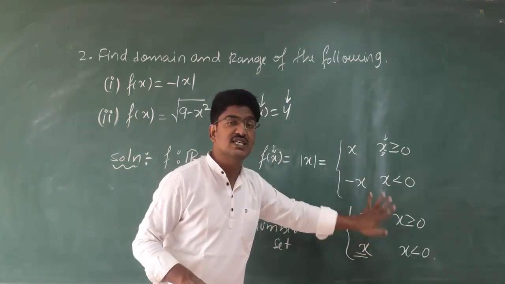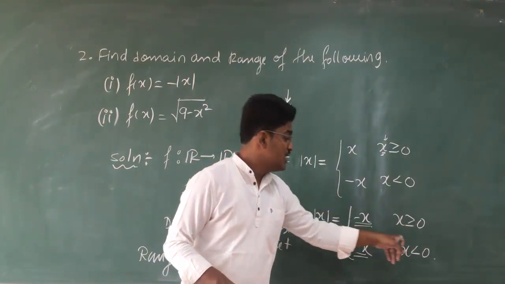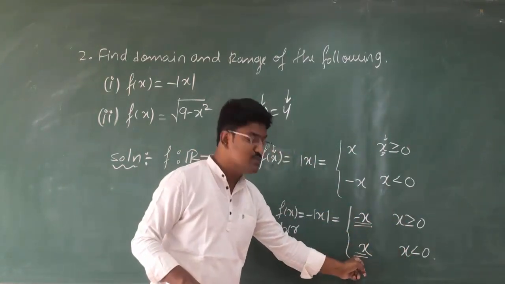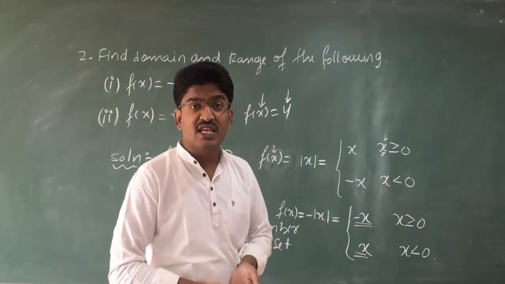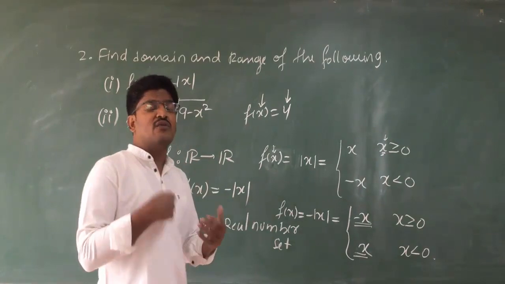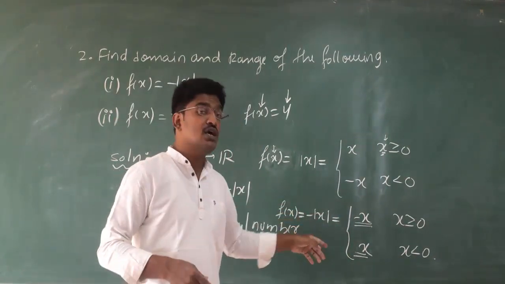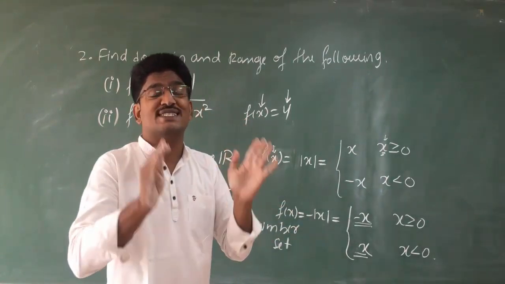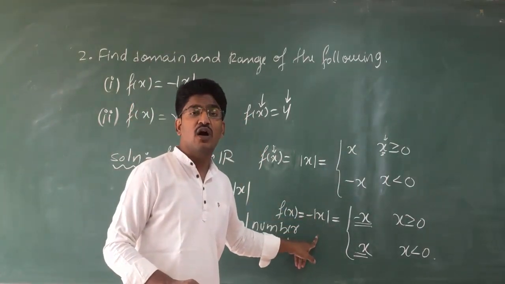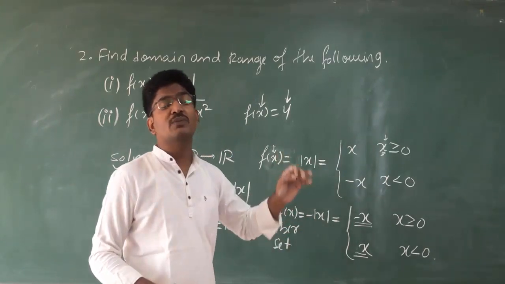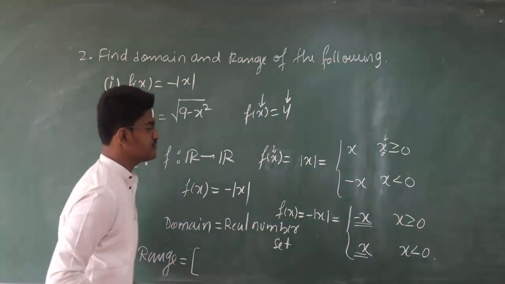So if you see this, if you give positive, it becomes negative. If you give negative, then also it becomes negative. That means whatever may be the inputs for this, output will always be negative. Output will always be negative. Are you getting my point? Output will always be negative means what is your range? See here.